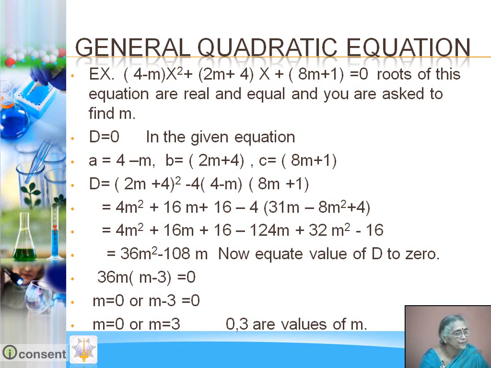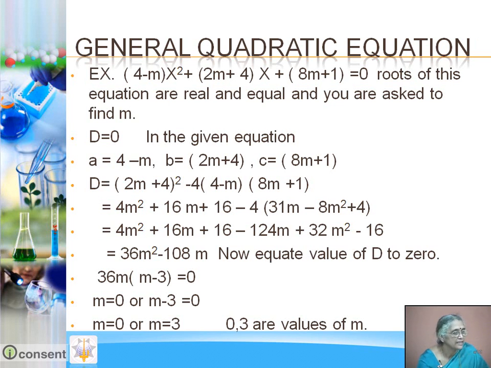Now one more example. 4 minus m into x square plus twice m plus 4 into x plus 8m plus 1 is equal to 0. And you are given roots of this equation are real and equal. And you are asked to find value of m. Now you are given roots of this equation are real and equal. Obviously, LHS must be a complete square. And d is equal to 0.